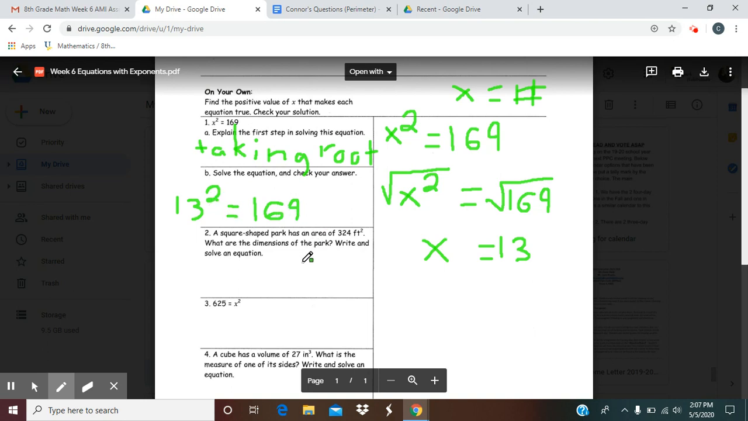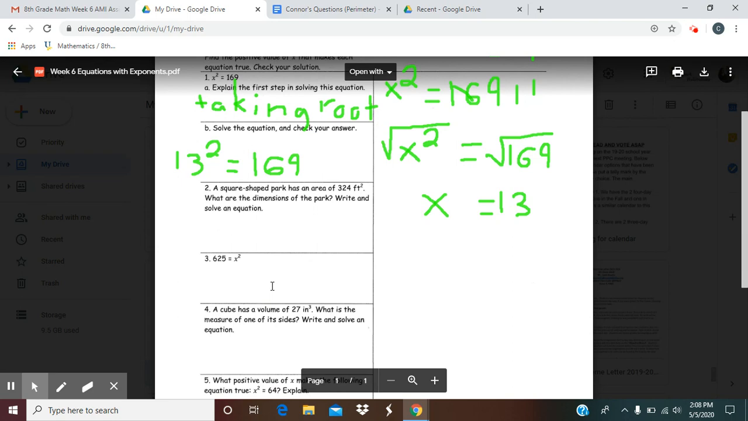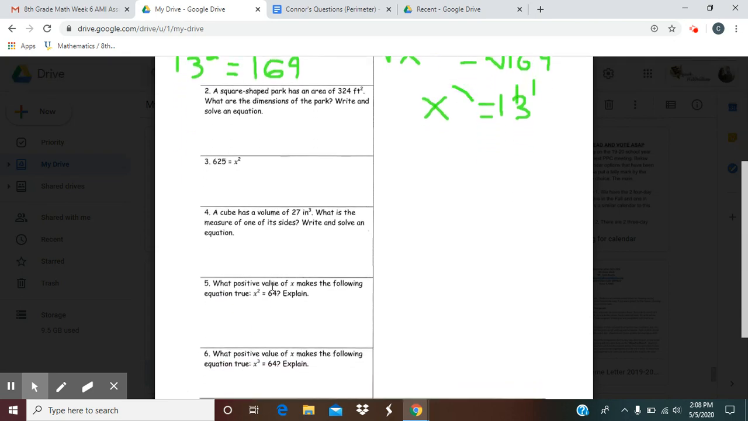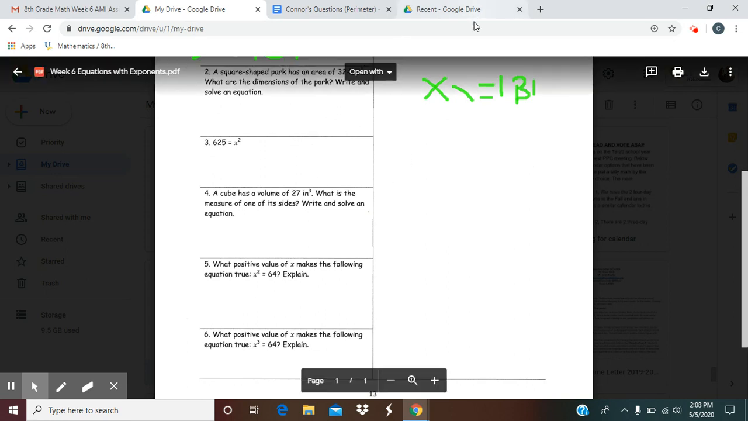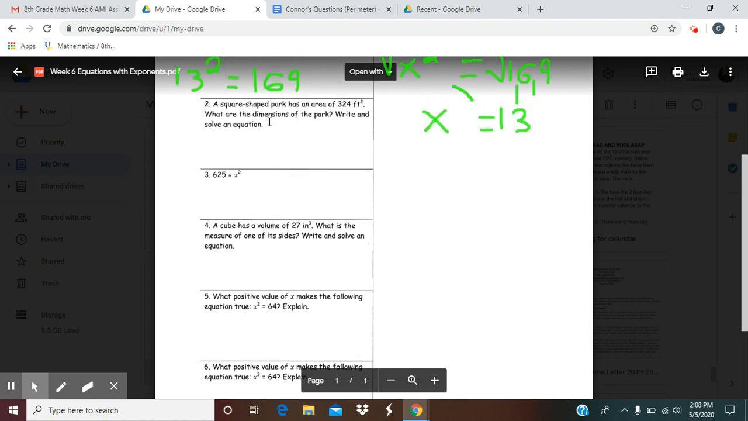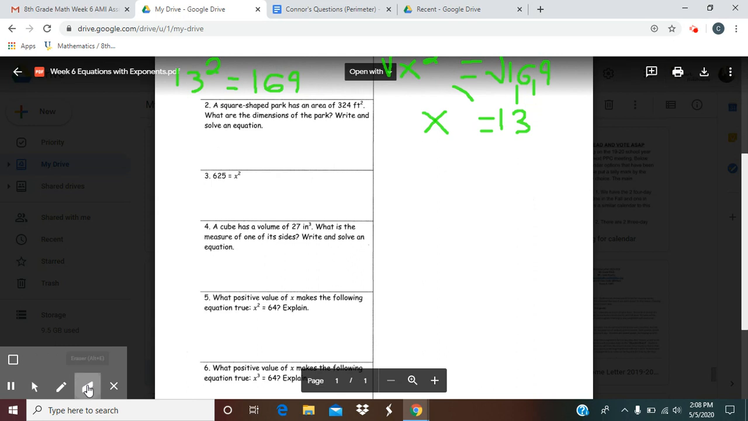All right, so let's go ahead and take a look at number 2 now. Scroll us down. So on number 2, we have a square-shaped park has an area of 324 feet. What are the dimensions of the park? Write and solve an equation. So first thing I want to point out here, I'm going to go ahead and clear ink, guys.